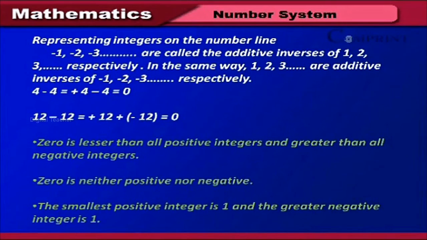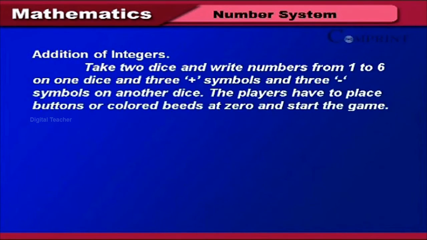Observe the following. 4 minus 4 is equal to +4 minus 4 is equal to 0. 12 minus 12 is equal to +12 plus -12 is equal to 0. 0 is less than all positive integers and greater than all negative integers. 0 is neither positive nor negative. The smallest positive integer is 1. Addition of integers. Activity.